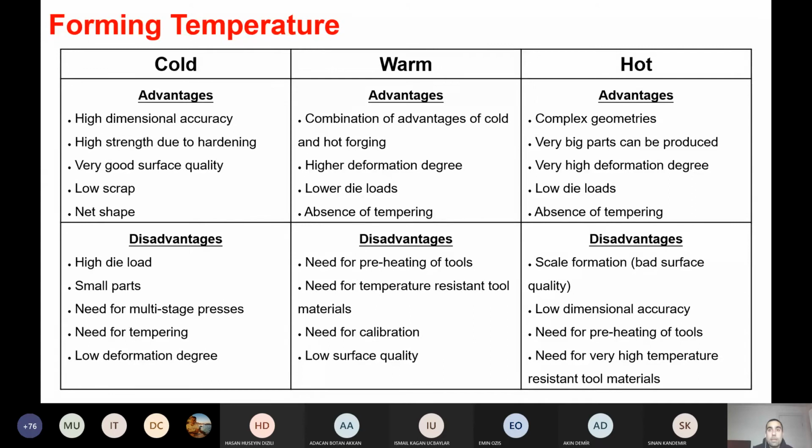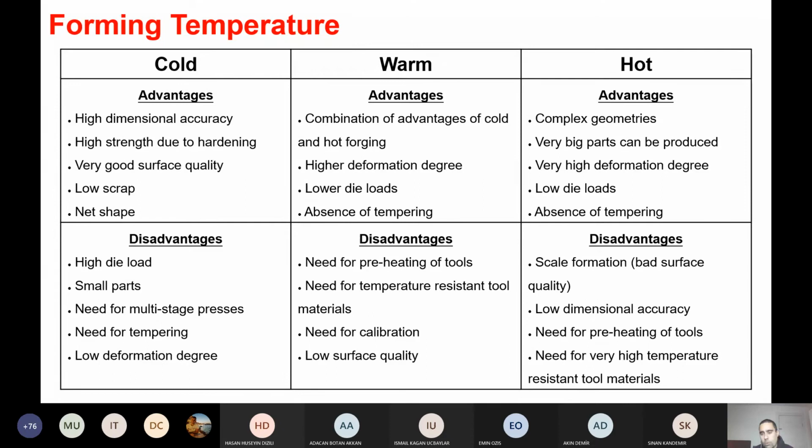So only small parts can be forged in cold condition because of the force you need to form it, maybe less than half a kilo or something like that. We need mostly multi-stage presses, which are quite expensive. We need tempering mostly before forging to soften the material and make it easier to change shape or deform. And we can reach a certain amount of deformation on the part. When we go beyond it, the part will mostly crack or fail.